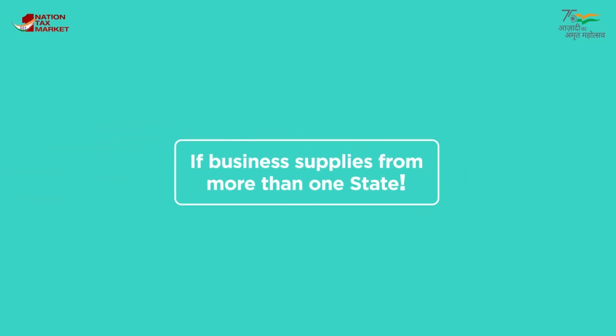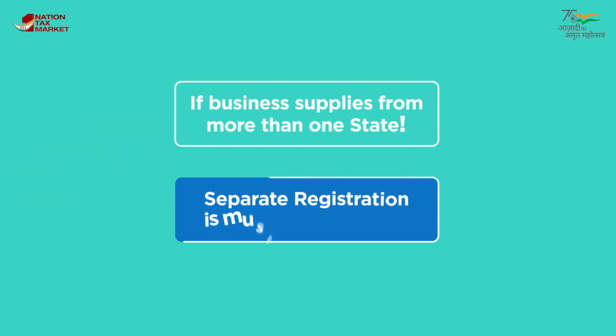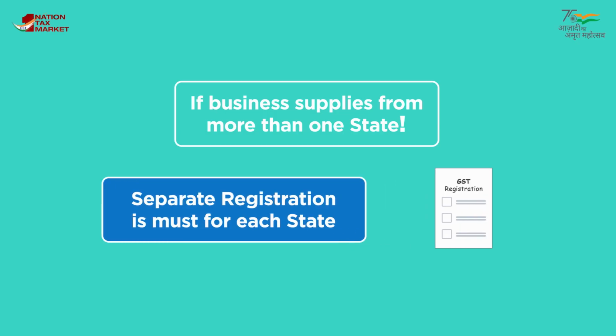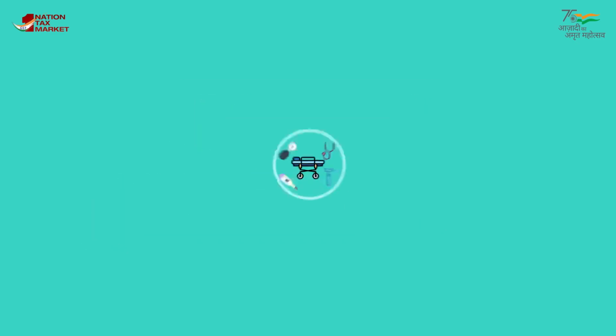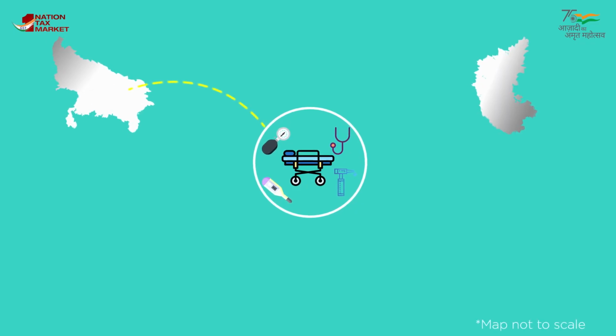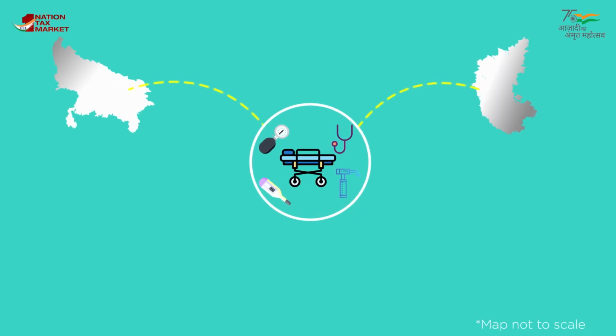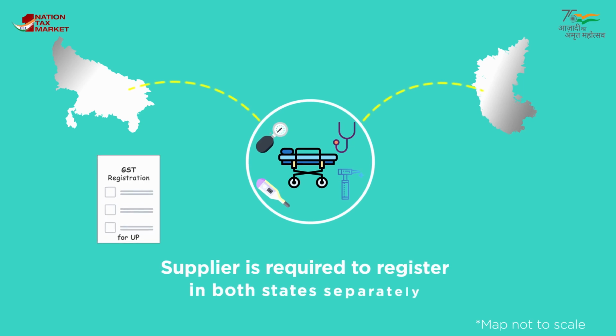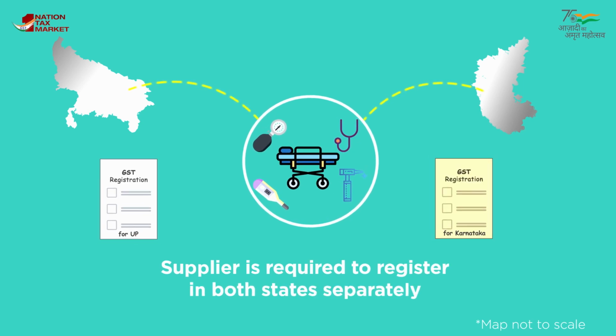If business supplies are made from more than one state, the taxpayer should obtain separate GST registration in each state. For instance, if a medical equipment supplier supplies the products from UP and Karnataka, such supplier is required to take separate GST registration for both states separately.